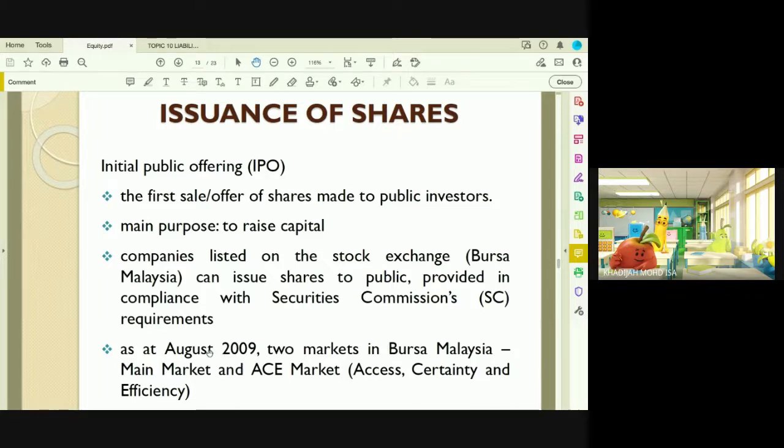But if you put it to the public, it's a public company, then you can open the shares to the public. Initial public offering means that these shares are marketed on Bursa Malaysia. The first sale or offer of shares made to public investors is what we call an initial public offering. The main purpose is to raise capital, and companies listed on the stock exchange, Bursa Malaysia, can issue shares to the public, provided they comply with the Securities Commission requirements.